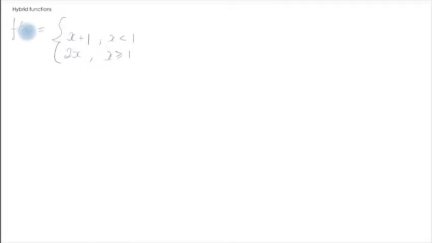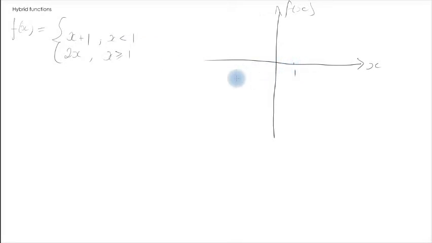So the function is made up of two separate functions. Each one is valid over a different domain. So if I sketch it, here's what it looks like. Let's get some axes going on, x, and this will be function of x up here. Okay, so obviously x being equal to 1 is an important point, so put that there.